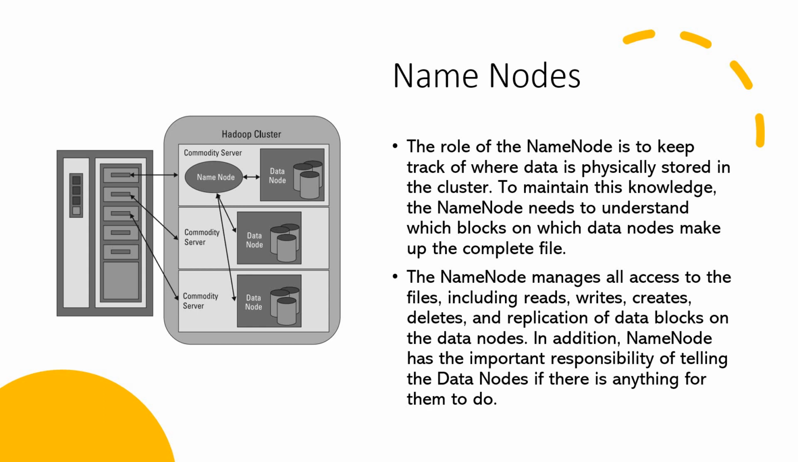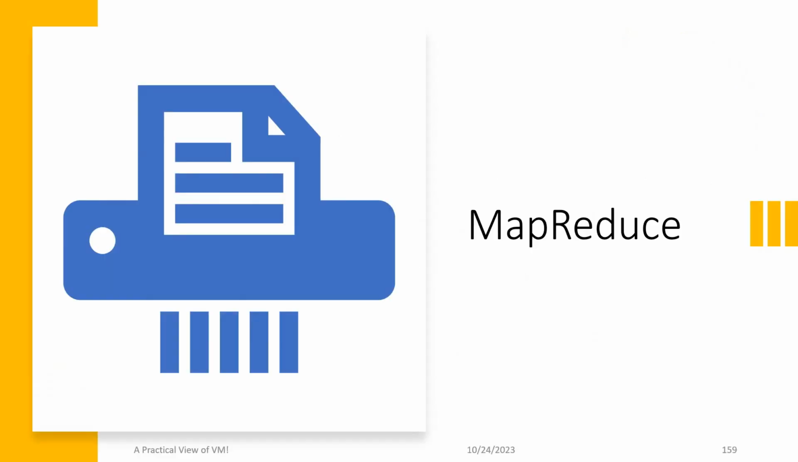Also, the name node has the most important responsibility of telling data nodes if there is anything for them to do. So it is the director, and it is going to tell the data nodes very clearly if they have something to do. So please understand, the name node manages the complete file access, which includes read, write, create, deletion, and even replication. Also, the name node is managing the data nodes' actions. It is going to direct the data nodes to do something. So this is a very important aspect of the name node, and that's to be understood.